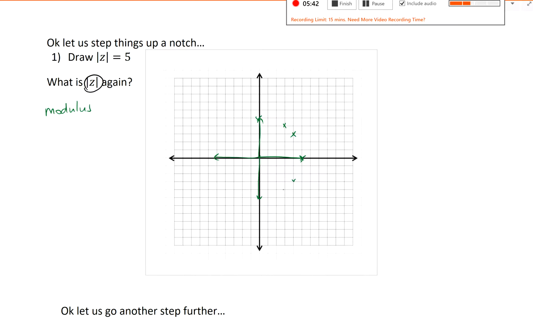Here's another one. Here's another one. Here are 3, 4, 5 triangles. There are a couple more. So in other words, anywhere around that circle is where there is a modulus of 5. That's it, and that's a loci.